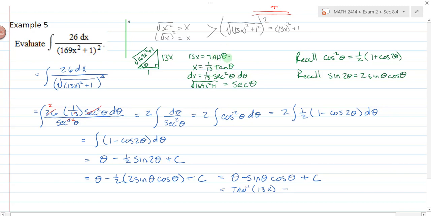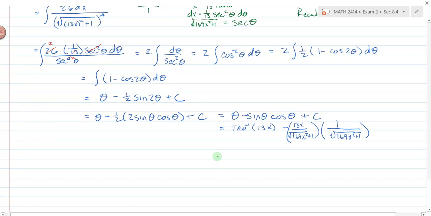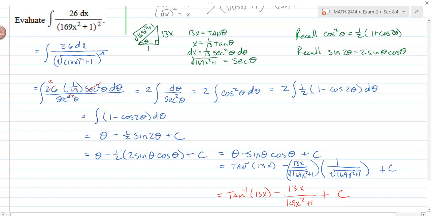And what is sine theta going to be? Well, sine is opposite over hypotenuse, so that's going to be 13x over the square root of 169x squared plus 1 times cosine, and cosine is adjacent over the square root of 169x squared plus 1. And so that means that my final answer is going to be tan inverse 13x minus 13x over 169x squared plus 1 plus c.